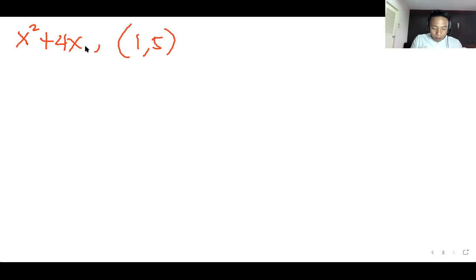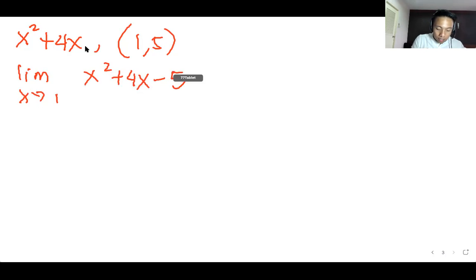And let us now put those in our formula, which is limit x approaching a. Our a is 1. Our f of x is x squared plus 4x minus our f of a, which is 5, all over x minus our a is 1. Okay? No more substitution properties because 1 minus 1 is 0, that is undefined. Okay? So we have to find the factors of x squared plus 4x minus 5.